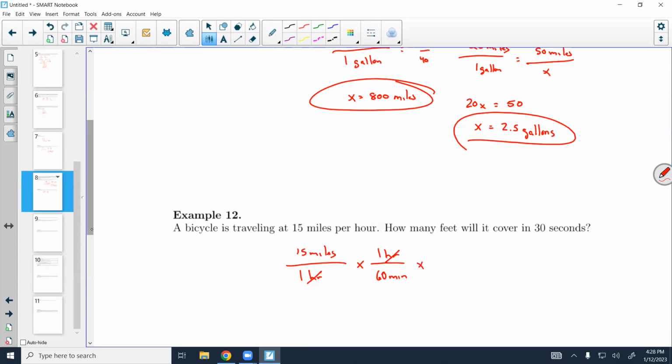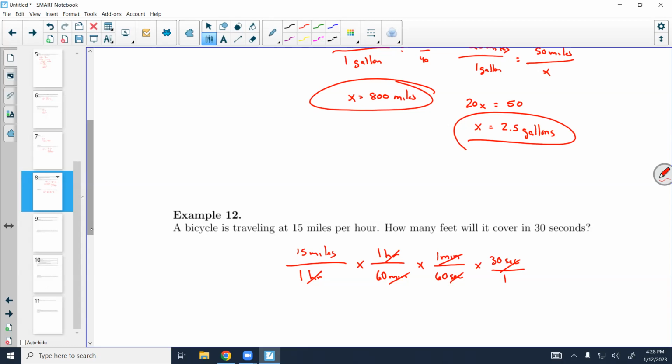1 minute has 60 seconds. So now this cancels out. Now I'm looking at miles per second. Then I have 30 seconds over just the generic one. So now I'm down to miles. But I have another issue. It wants to know feet.